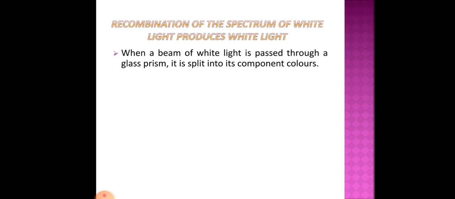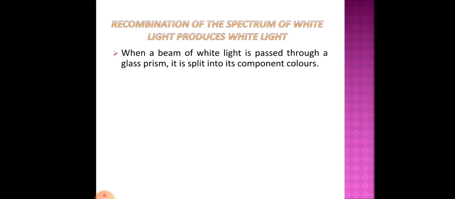Now moving on to the next slide, which is: recombination of the spectrum of white light produces white light. It means that when we recombine the spectrum of white light, that band of 7 colors, it produces white light again. This experiment was done by Sir Isaac Newton.